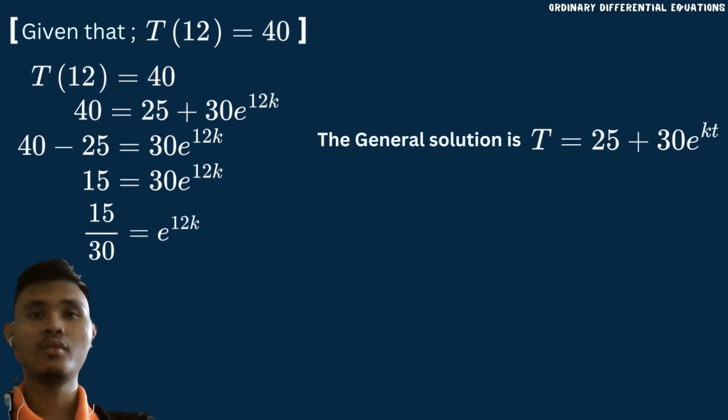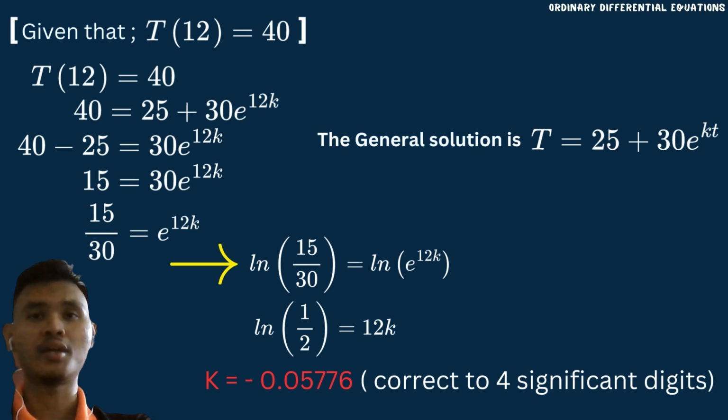After we got the value of A, we should find the value of k. In order to do that, we are also provided with another condition, mentioning that T at 12 minutes equals 40. The same procedure is applied as before, but this time we substitute t with the value of 12 from the condition given. To eliminate the exponent, we place ln on both sides of the equation, which at the end gives us the value of k, which is negative 0.05776.